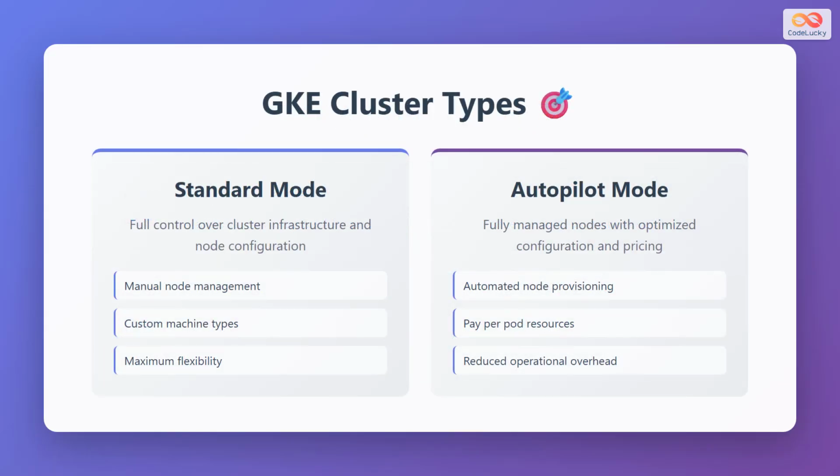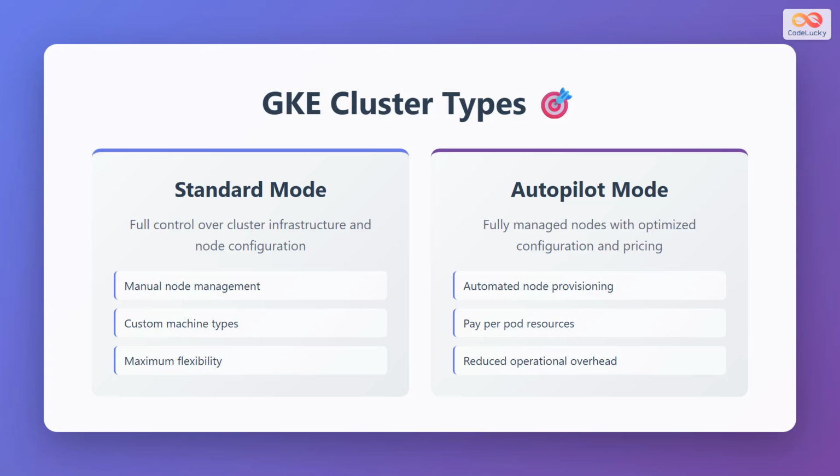GKE offers two distinct cluster types to match different operational needs. Standard mode gives you full control over your cluster infrastructure and node configuration. With standard mode, you manually manage nodes, choose custom machine types, and have maximum flexibility to configure everything exactly as you need. This is ideal when you need fine-grained control over your infrastructure.